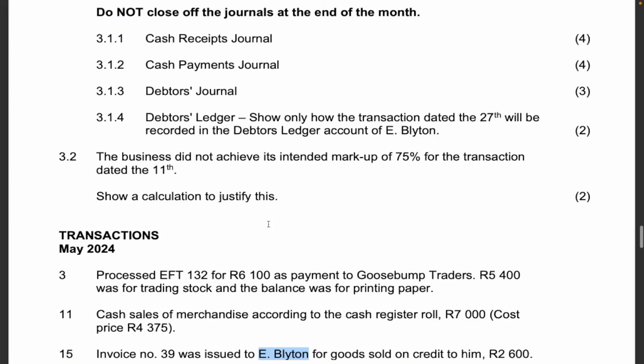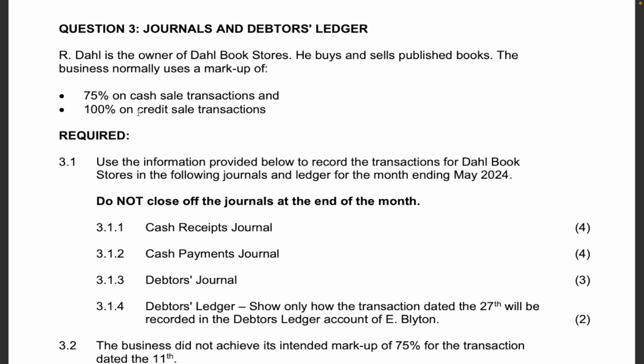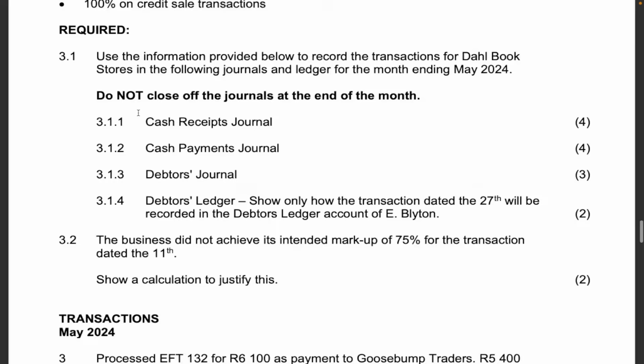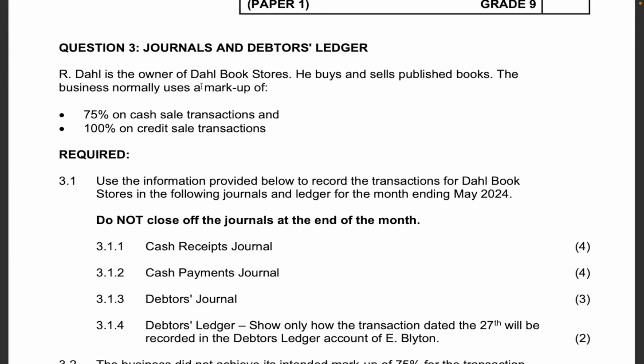Let's go up here and look for any detail that we are told about the markup or the margin. You can see we are told R. Dahl is the owner of Dahl bookstores. He buys and sells published books. Their business normally uses a markup of 75% on cash sale transactions. Okay, so whenever it's a cash sale, a markup of 75% is added to the cost price. But if it's a credit sale, 100% is charged.